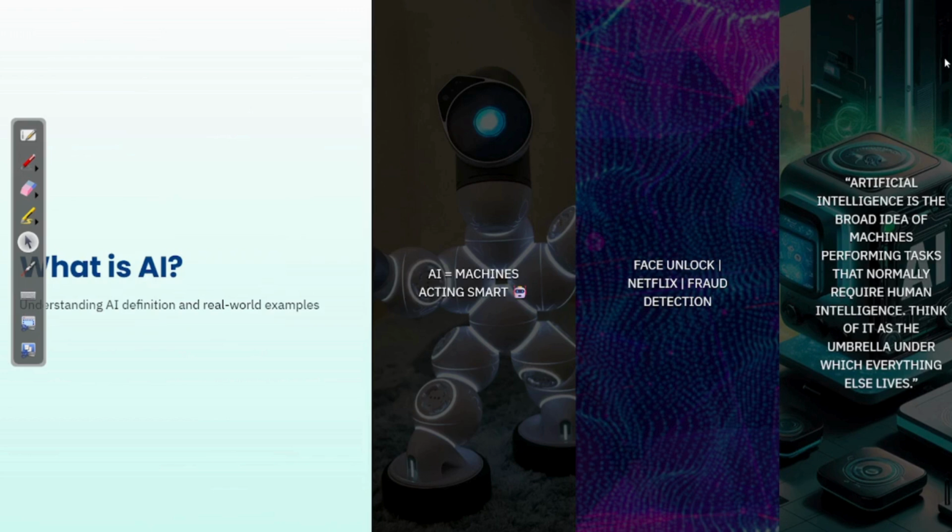Artificial intelligence or AI is a broad idea of machines performing tasks that normally require human intelligence. Everything from unlocking your phone with face recognition, suggesting Netflix shows, to flagging suspicious transactions, that's AI in action. Think of AI as a big umbrella under which all the smart systems live. Without this umbrella, there is no machine learning, no deep learning, and definitely no generative AI. Let's move to the next slide.